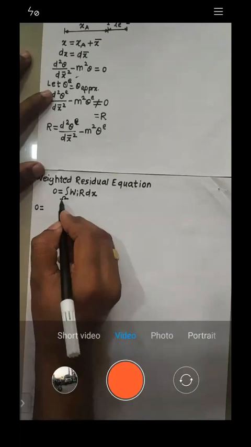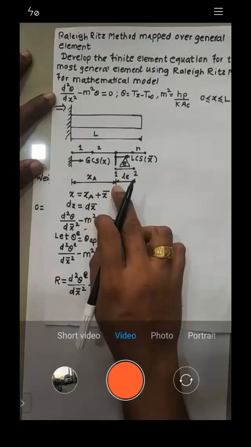So in the weighted residual equation, I am supposed to put in the value. Now see here, the integration. You are supposed to give the limits to the integration, that means you are supposed to give the range for the element. So for the element here, what is the value of x bar?